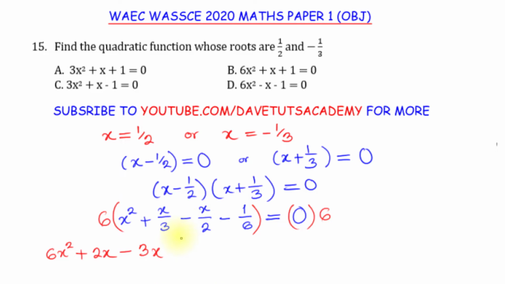Then here 6 multiplied by minus 1 over 6, that will be 1, so we have minus 1 is equal to 0. And if we just simplify this, we can see this is just 6x squared, then 2x minus 3x, that will be minus x, then we still have minus 1, and that is equal to 0. And this is what we need to look for in the options. Which one is carrying 6x squared minus x minus 1? That's option D, and that is the solution to that.